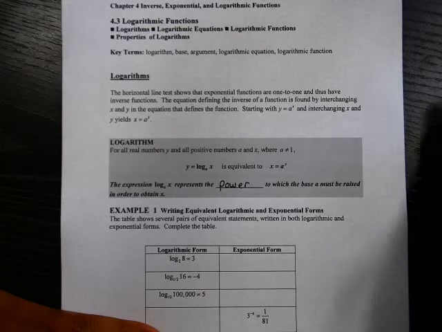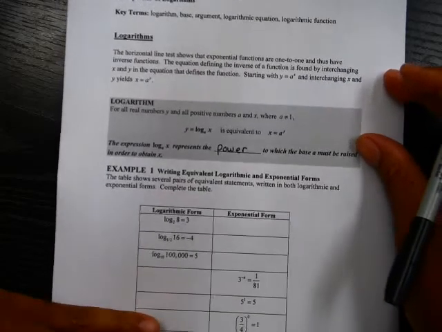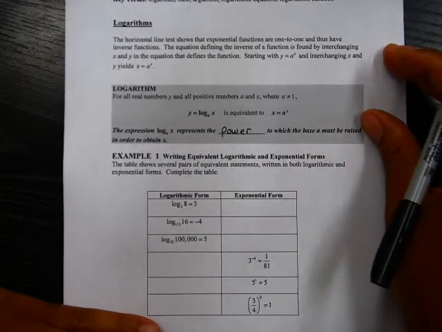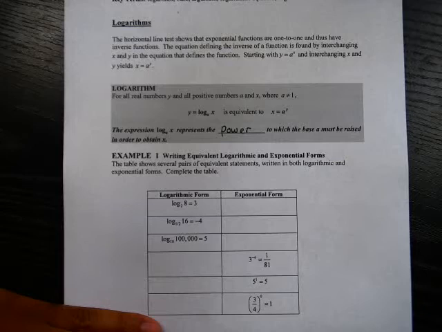The expression log base a of x represents the power to which the base a must be raised in order to obtain x. So let's put that definition of logarithms to use. If you look at example 1, writing equivalent logarithmic and exponential forms. The table shows several pairs of equivalent statements written in both logarithmic and exponential forms. What they want us to do is to complete the table.